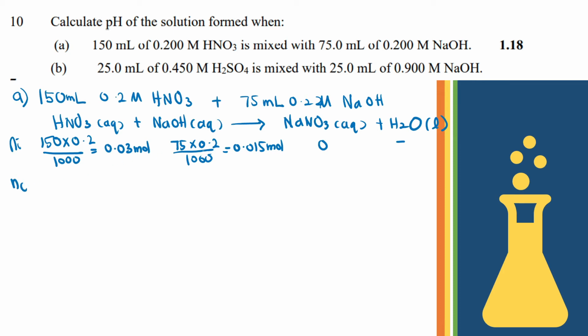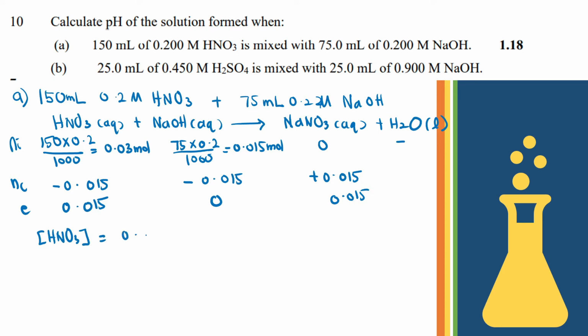The limiting number of moles here is NaOH, so the change is minus 0.015 for the reactants and plus 0.015 for the products. At the end, 0.015 mol of HNO3 is left. So at the end of the titration, what remains is a strong acid. We calculate the concentration of the remaining HNO3: 0.015 mol over the volume 150 plus 75, which is 225 over 1000 liter. So we get 0.0667 molar.